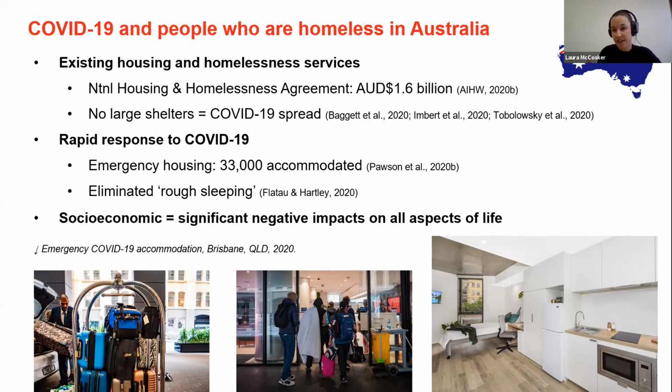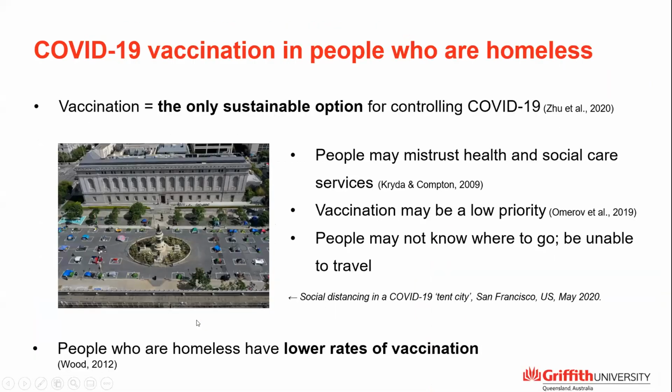So we conducted another study last year, which is currently under review for publication, which found that the pandemic has had significant negative impacts on every aspect of the lives of people who are homeless in Australia. We know that vaccination is the only sustainable option for controlling COVID-19 in homeless and in general populations.